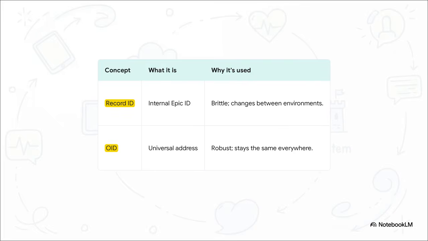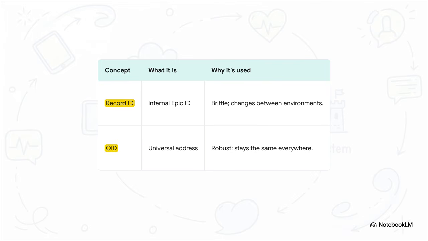The answer, and this is so important, is something called an OID. That stands for Object Identifier. Think of it this way. A regular Epic record ID is like telling someone your cubicle number at work. If the company reorganizes the office, that number is useless. But an OID is like your permanent home address. It doesn't matter what happens at the office. Mail sent to your home address will always find you.